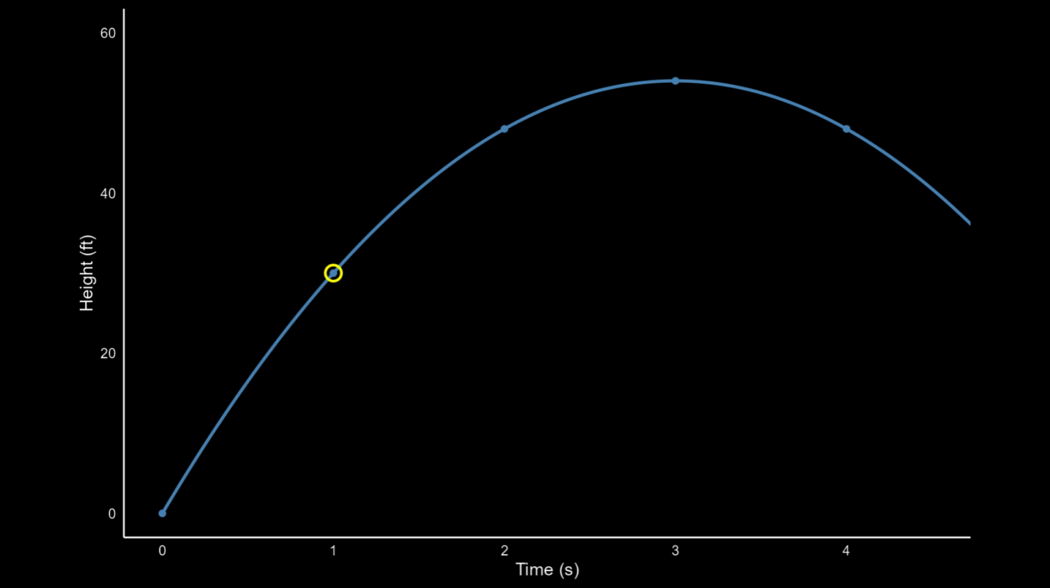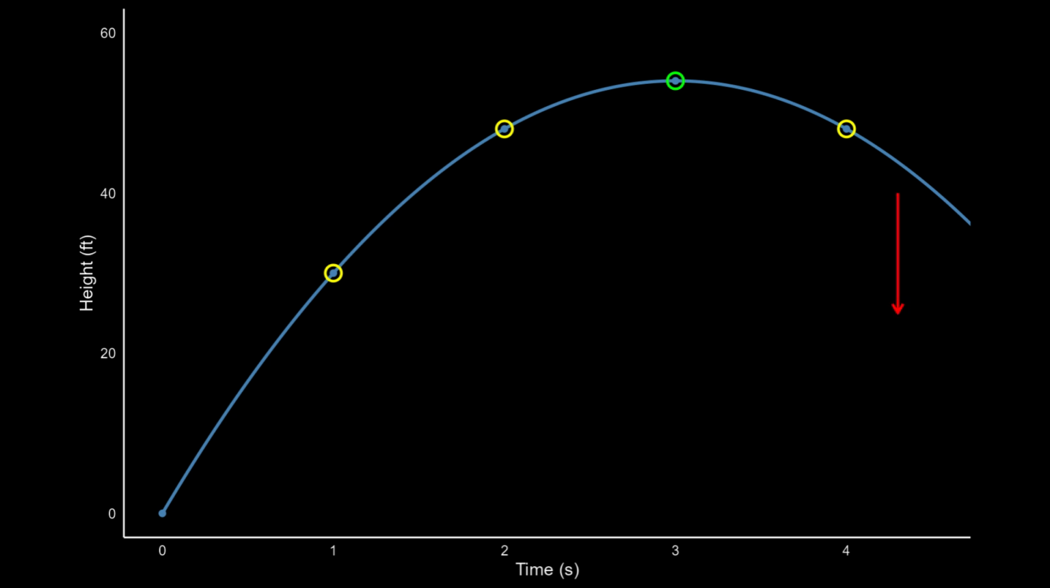At 1 second, it was 30 feet high. At 2 seconds, 48 feet. At 3 seconds, it hits 54 feet. But by 4 seconds, it drops back down to 48 feet.